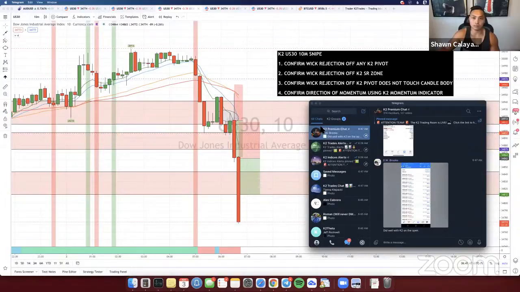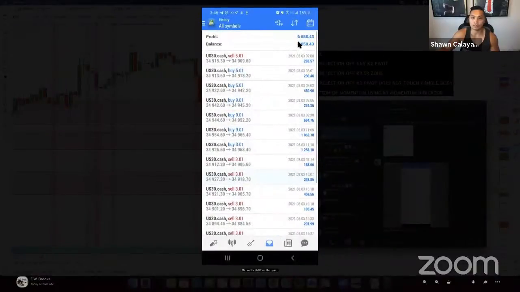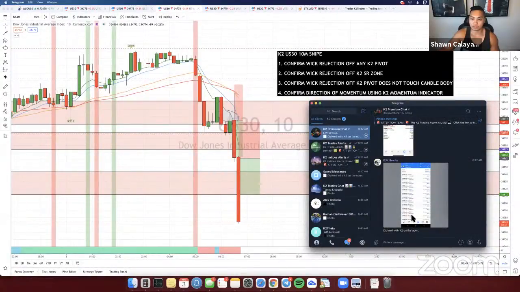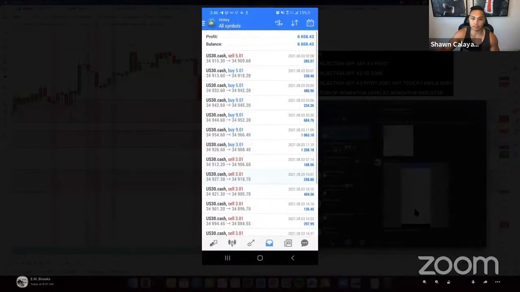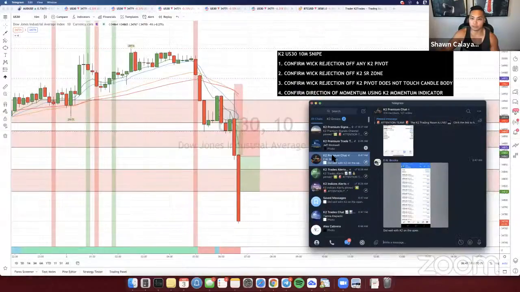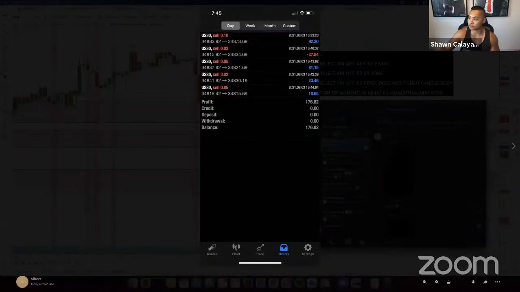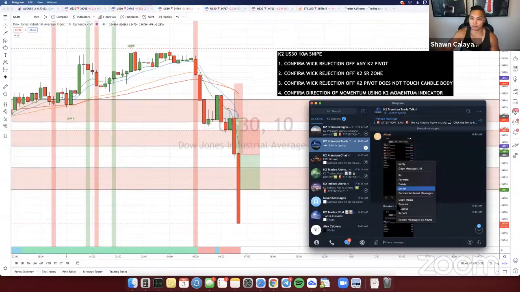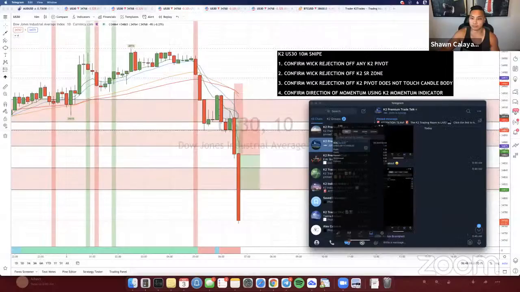EW as well, you can see her from the Zoom. She locked in a total of 6,658. Nice work, EW. Yeah, she said she did well with the K2 open. So she hopped in on that open and then she rode it all the way back down. So definitely great work here for you guys who understand what we're doing on these live sessions. So let's see. Albert over here as well. Albert locked in 176. Nice work, Albert. He took the breakout. And then again, right here for another $7 on his personal.